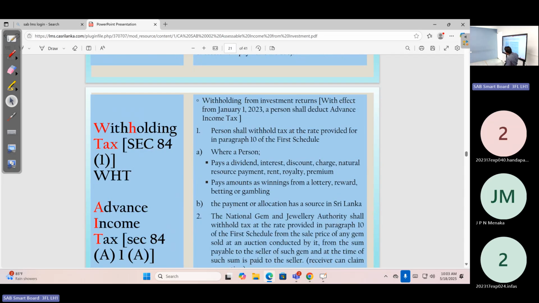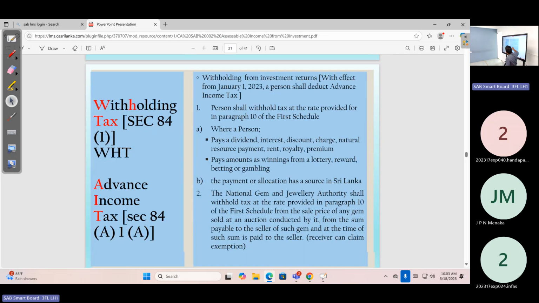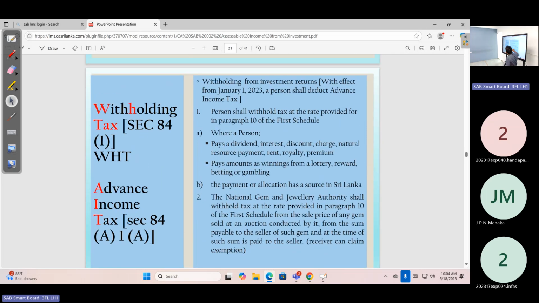So withholding tax, section 84 subsection 1 and 84A 1A. Under that, this is on investment return, investment payment. With effect from 1st January 2020, a person shall deduct advance income tax. A person shall withhold tax at the rate provided in paragraph 10 of the first schedule. The first schedule states the tax rate.